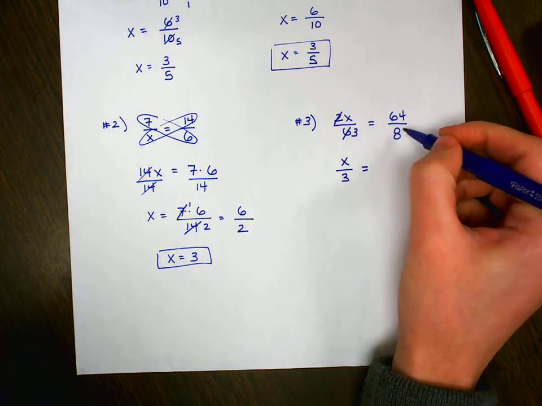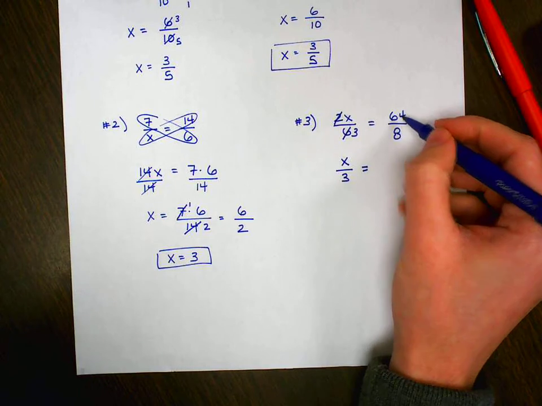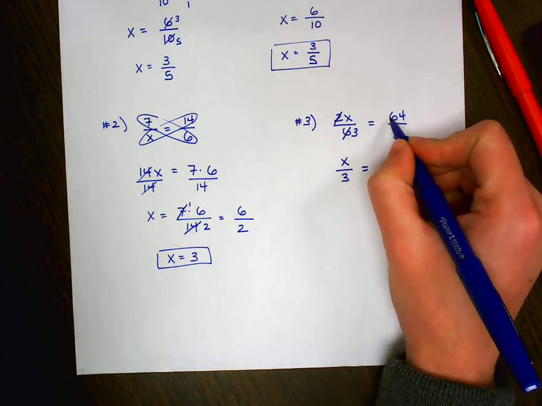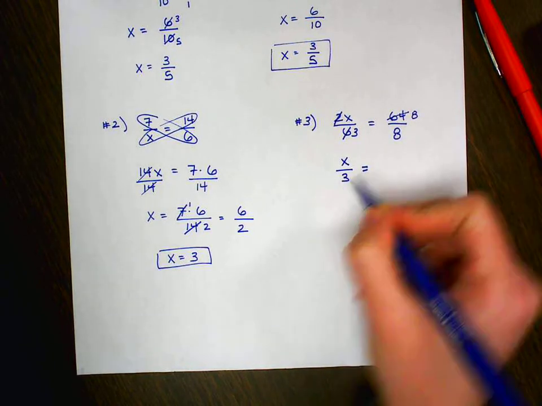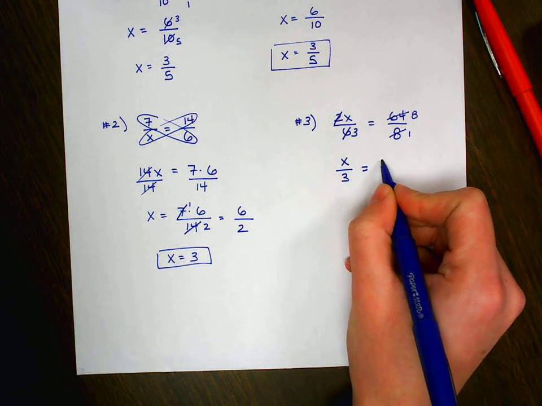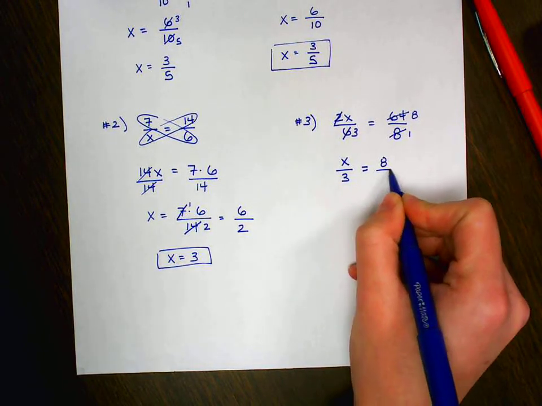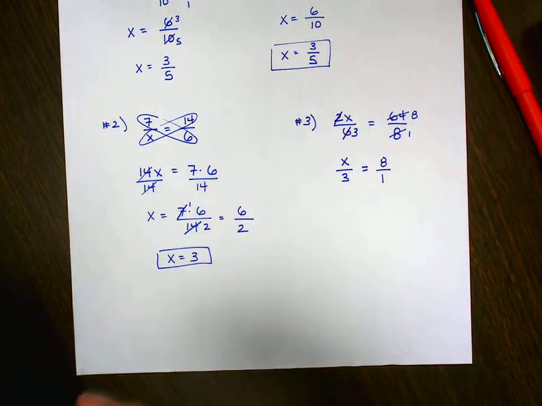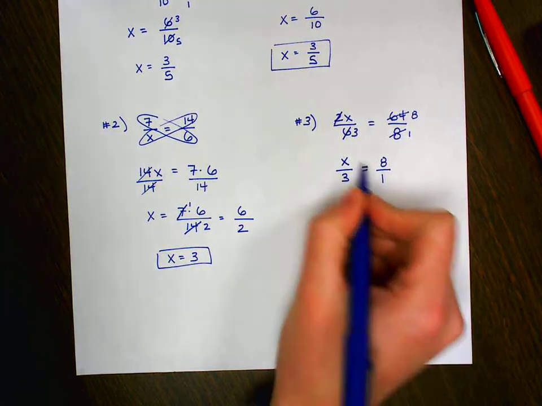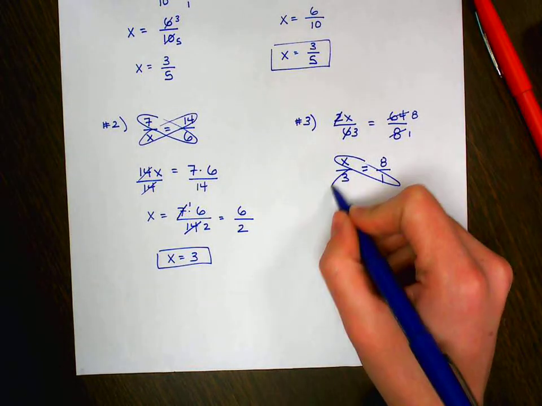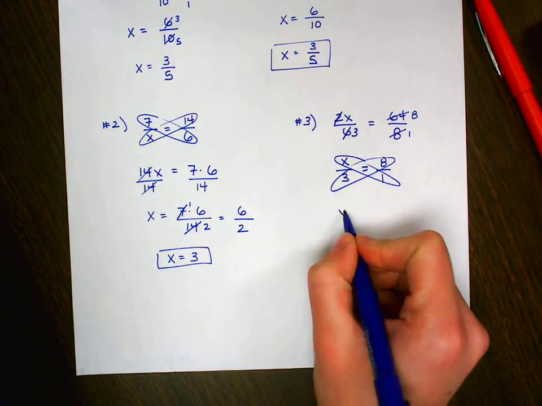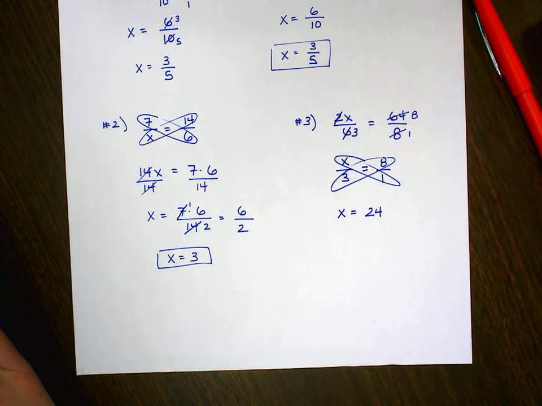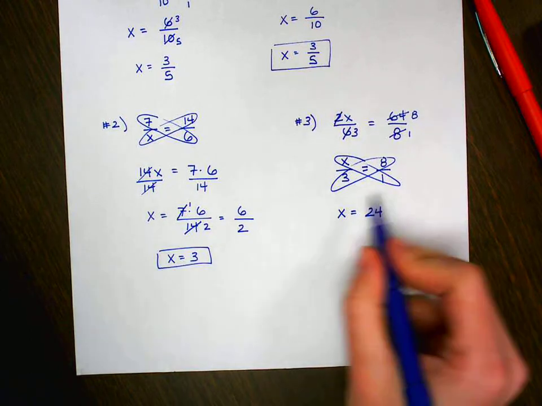Both of these are divisible by a lot of different things, but the biggest thing that goes into both of these is 8. And if I divide this by 8, I have 8 left over. If I divide this by 8, I have 1 left over. The more we can simplify at the beginning, the easier it makes the problem at the end. So now I'm going to cross multiply. So I'm going to get x times 1 equals 3 times 8. And now I get a value of 24 for my answer.